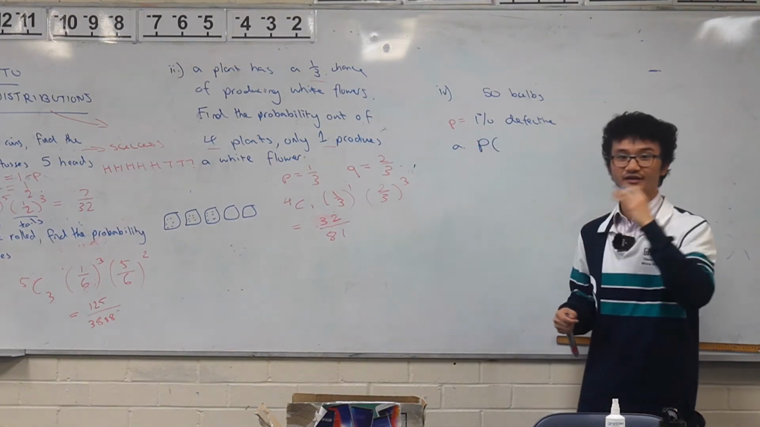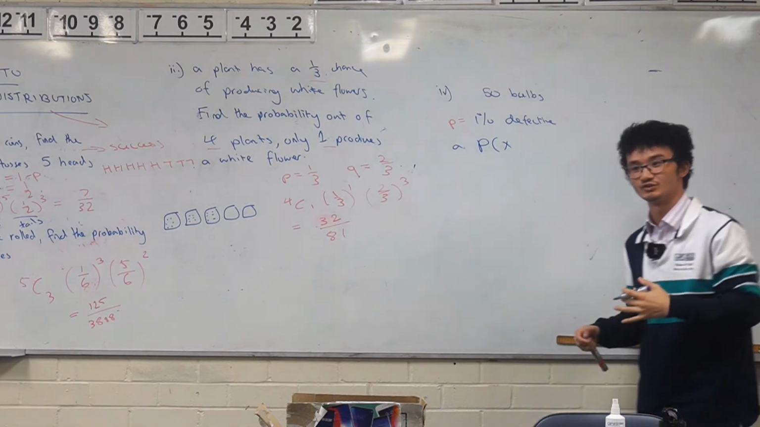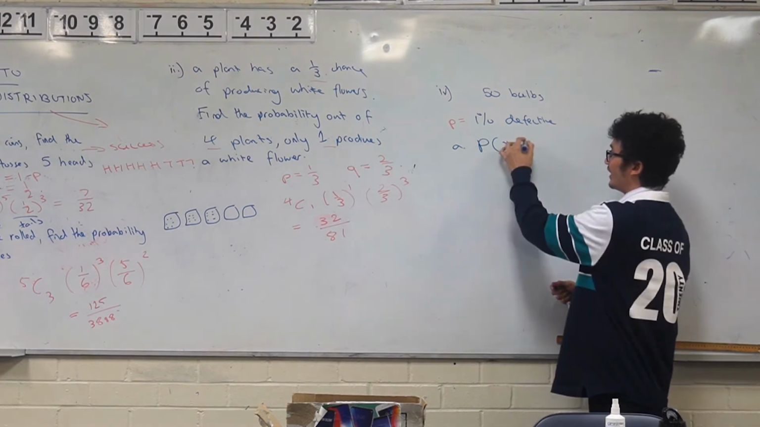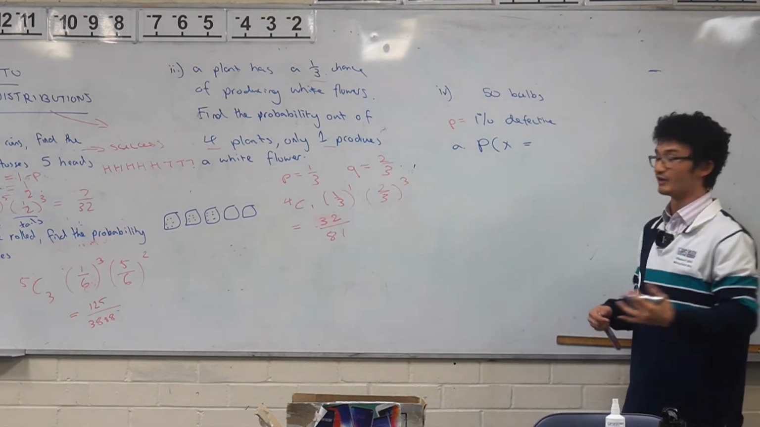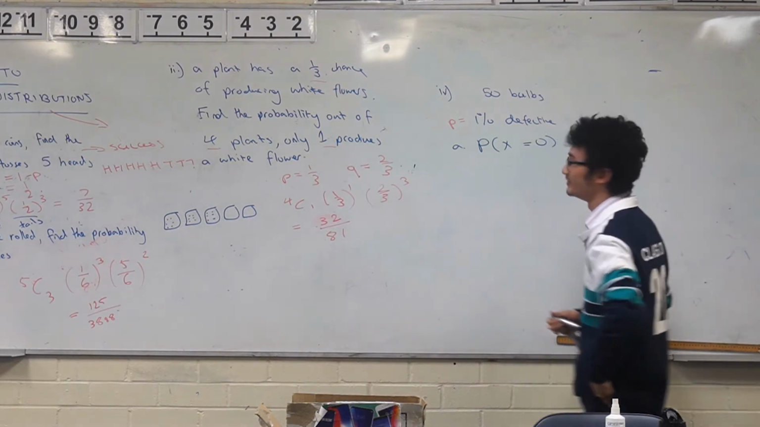But how would they write that? Well, they would write that like this. If you think back to probability density functions, we introduced this notation where we have the P, which represents the probability, and this X is what we call a random variable. So we're saying the P of X is equal to zero.